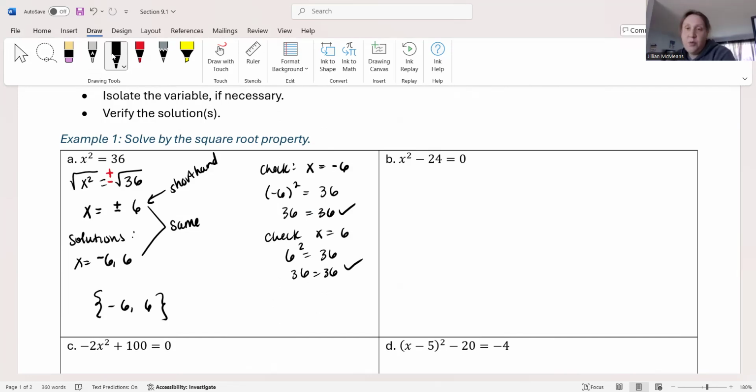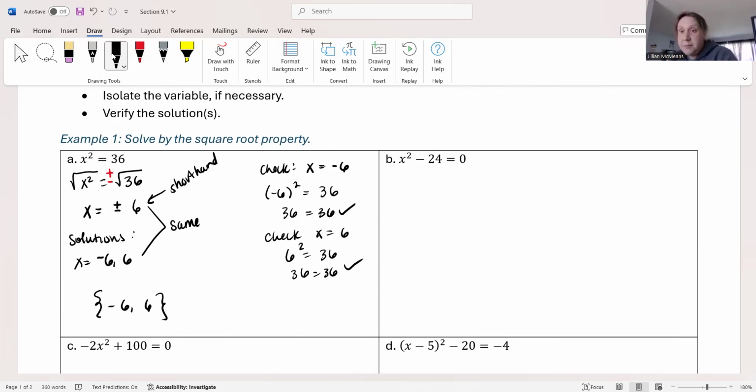Okay, I don't want to say it's that simple, but it is that simple. You just have to really get to the heart and soul of what this property really says. When you take a number and square it, that number can be positive or negative to begin with, but when you square it, it becomes positive. So that's where we get these two solutions.